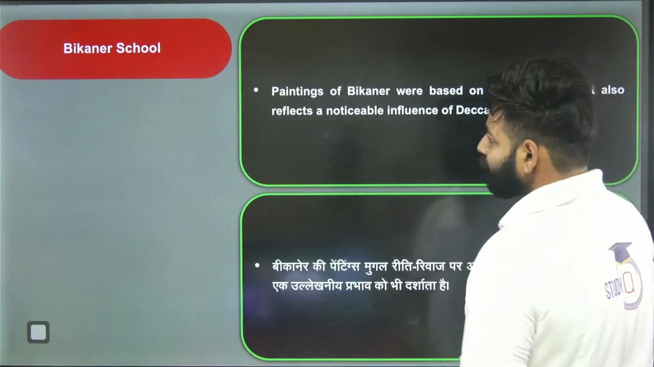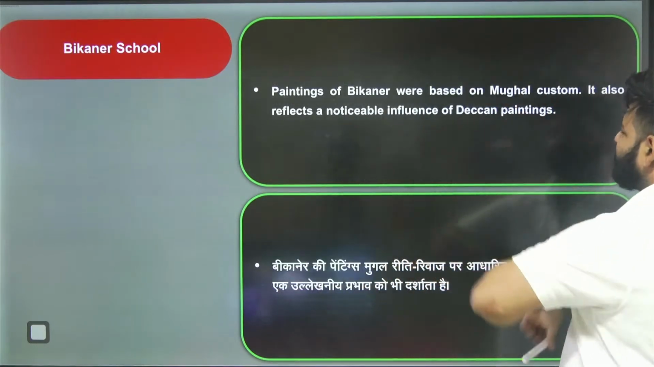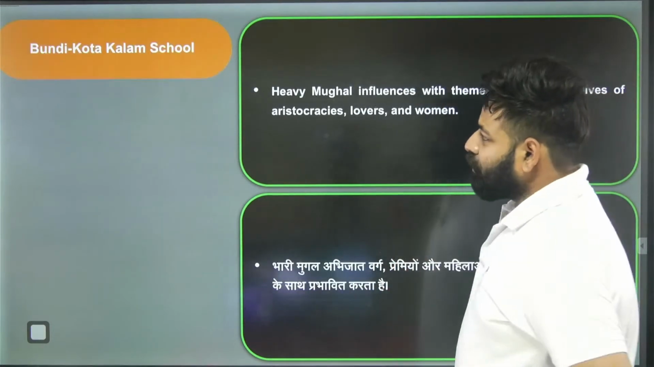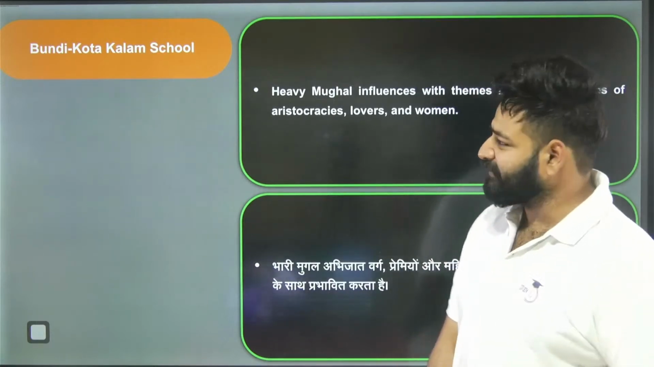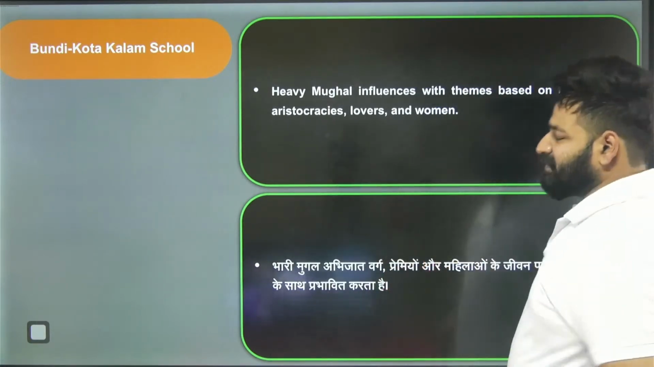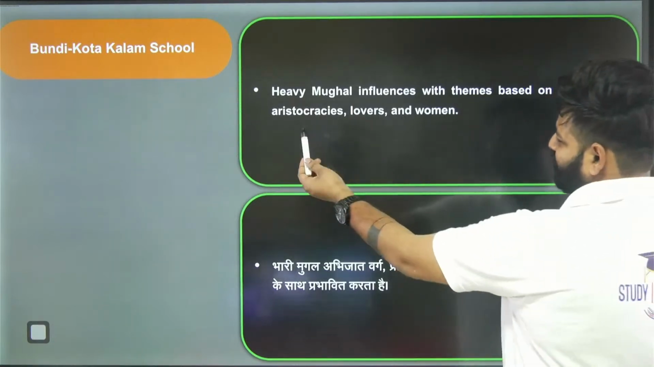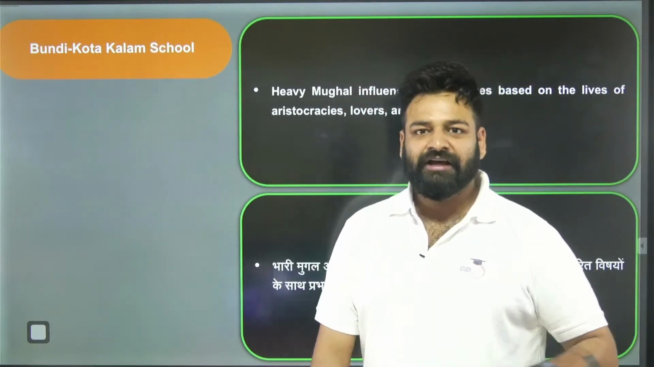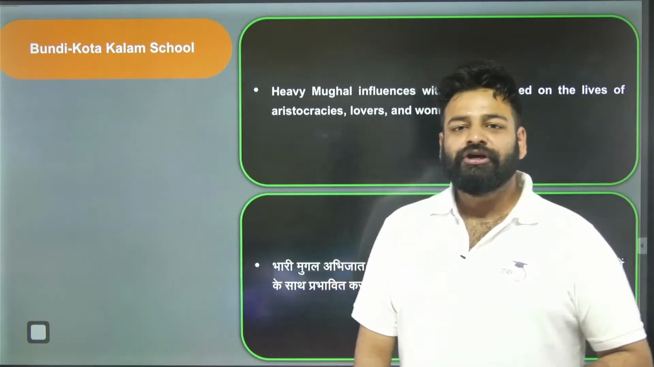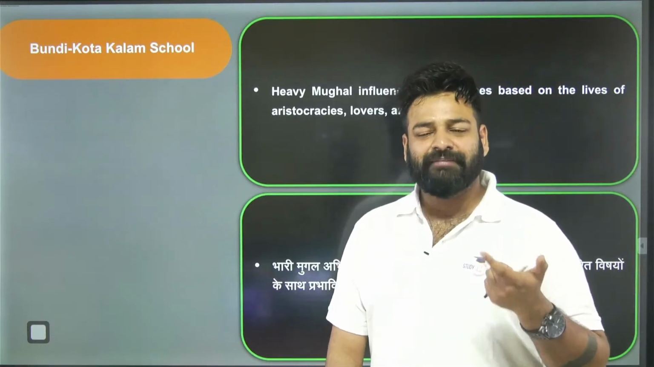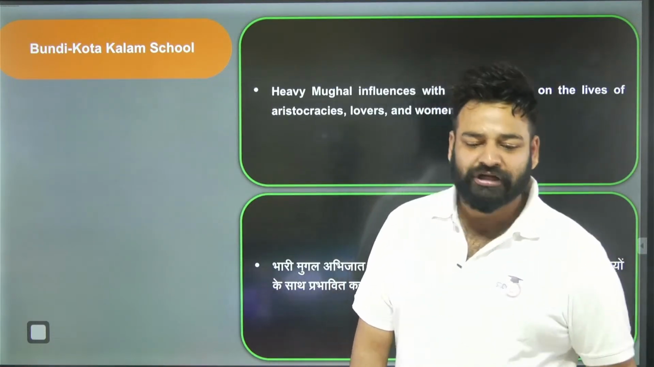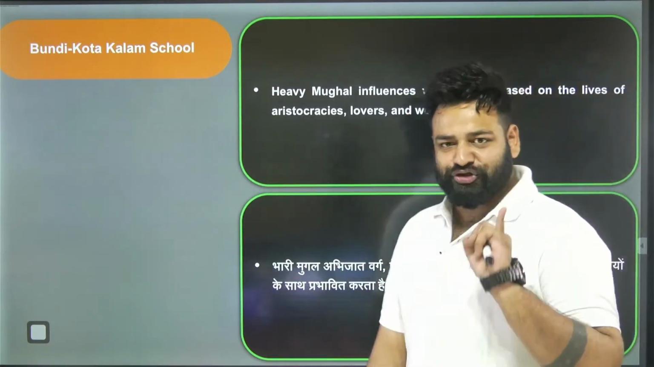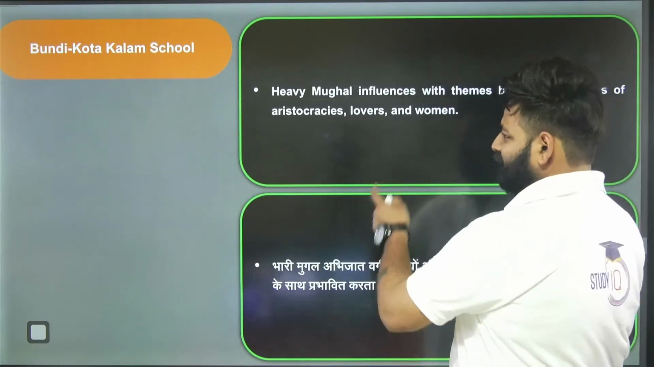Now, Bikaner, they were based on Mughal custom, once again because of good cordial relations with the Mughals. Next, Bundi Kota Kalam. Bundi Kota Kalam specifically was once again focusing on heavy Mughal influences with themes based on the lives of aristocracies, lovers, and representing the women of the native location. Okay, so Jaipur, Amber, Bikaner, and next comes Bundi Kota Kalam. Bundi Kota Kalam representing what? Heavy Mughal influence and specific themes, aristocracy, women and lovers, specifically in the paintings.